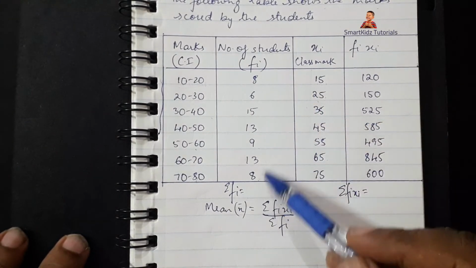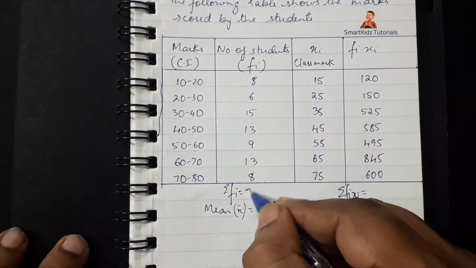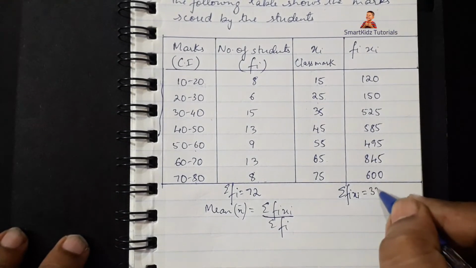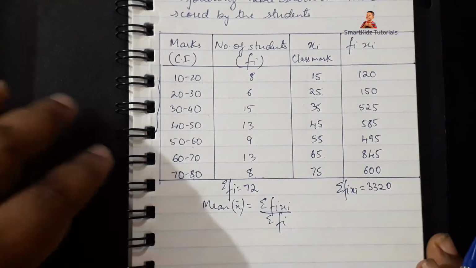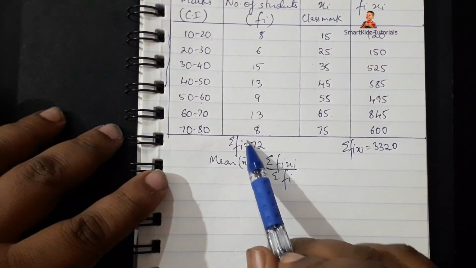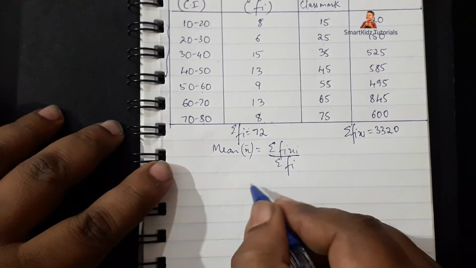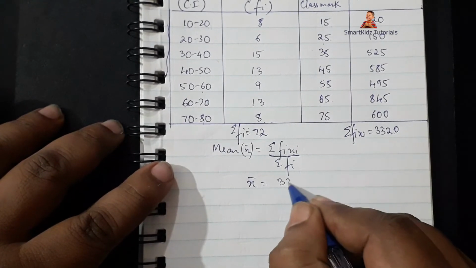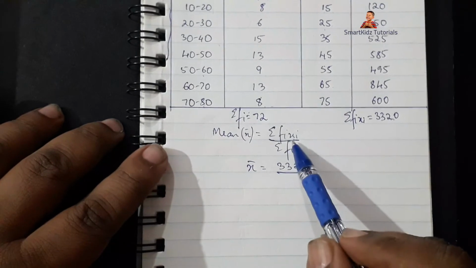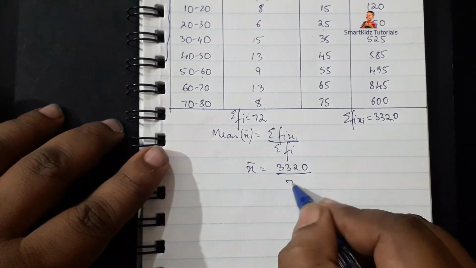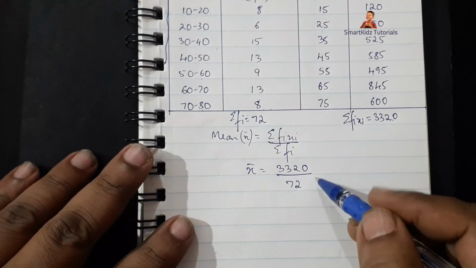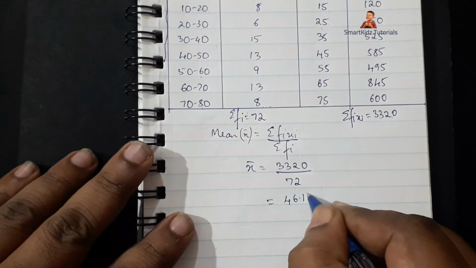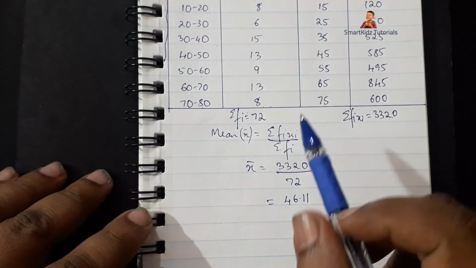So when we add this up, we will get the total as 72. Similarly, when we add this column, we will get the total as 3320. Then we need to use these values that we have got and put them into this formula to get the mean. So I'll put it over here, x bar equal to summation of fi-xi, which is from here 3320, upon summation of fi, which is here 72, and when we divide the two, we will get our answer, and the answer is 46.11, and that's our mean.